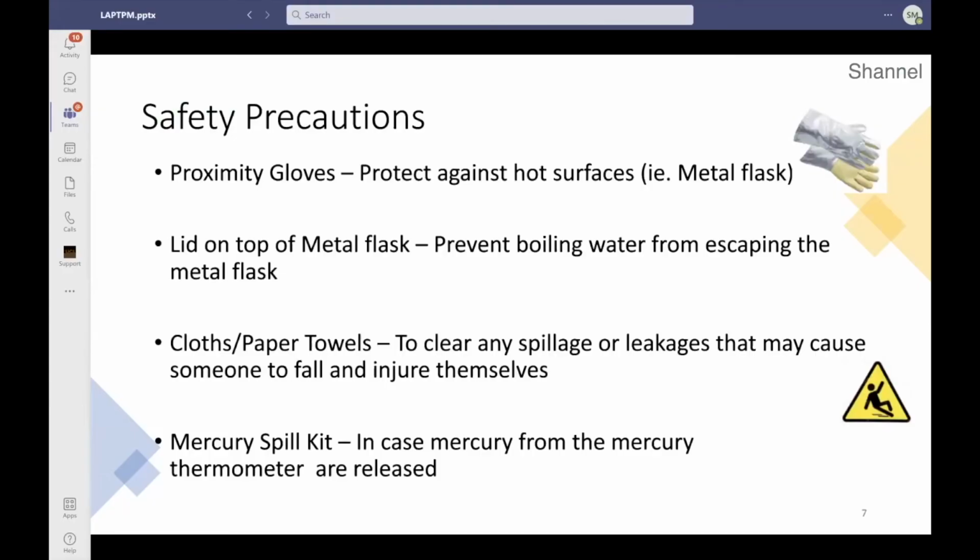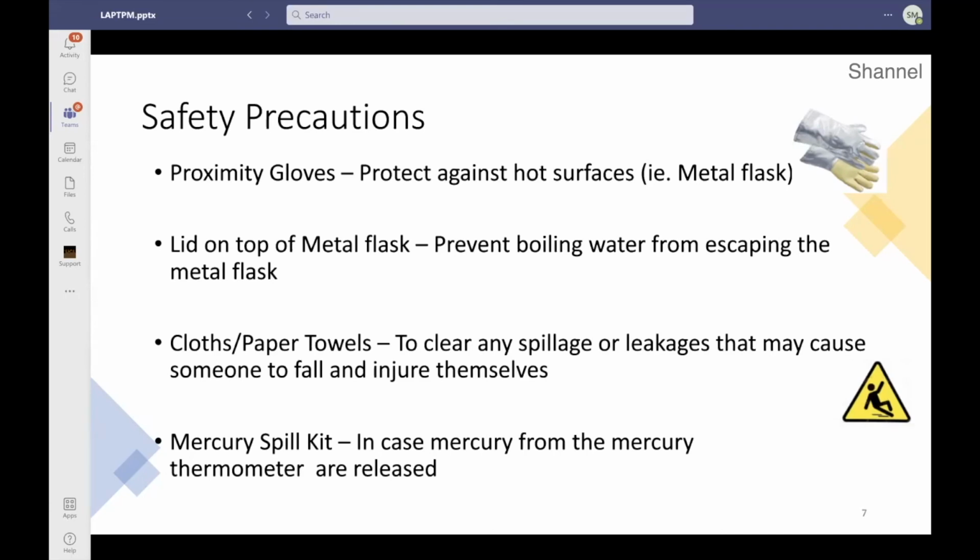So here we have all of the safety precautions that must be followed in order to keep safe during the experiment. When measuring the temperature of boiling water, protective gloves are worn to protect all experimenters from hot surfaces, such as the metal flask which contains the water. When boiling the water, a lid is placed on top of the metal flask. This is to prevent the bubbling contents from escaping. If boiling water happens to come into contact with someone's skin, it could result in harsh burns or blisters.